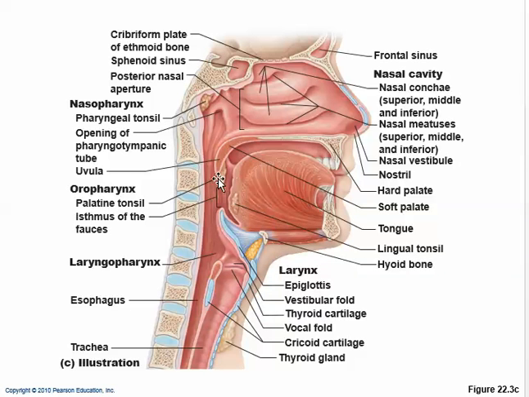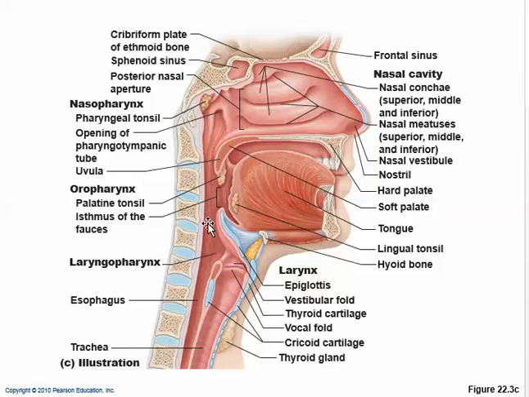This is where the other tonsils are. The palatine tonsil hangs on the palate. The lingual tonsil is on the tongue. On the sides are the pharyngeal tonsils. And this area, when we see the digestive system, we'll talk about it. It's called the fauces. It's the back of the mouth.